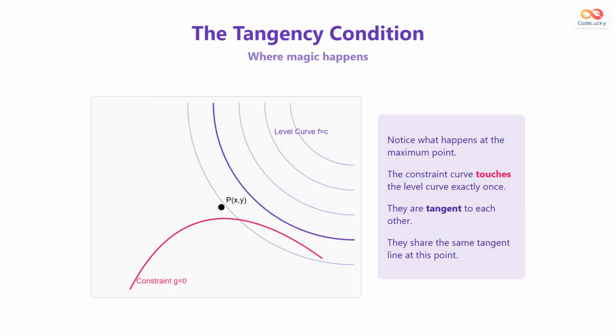Here is the key insight. As we move along the constraint curve, we reach a maximum value exactly where our path just kisses a level curve. At this specific point, the constraint curve does not cut through the level curve. Instead, it is tangent to it. This point of tangency is where we find our constrained maximum.